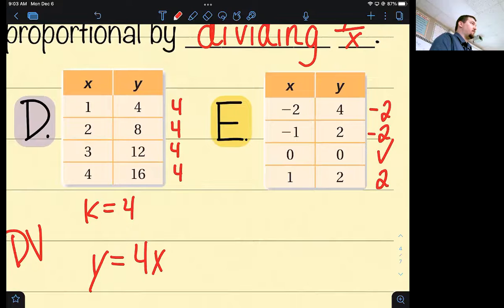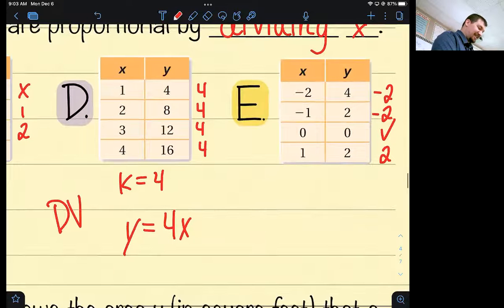Is this a direct variation? No, it's not. It's a good thing we checked all the points. This one's not a direct variation. Actually, if I were to plot the points, this is what I would see. Here's the origin, and then it makes a backwards check mark. So it's not a line. It takes a different angle.